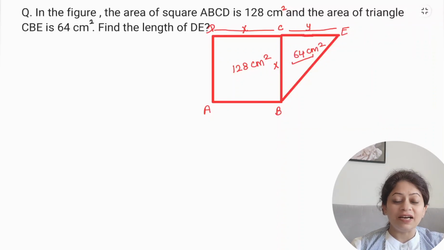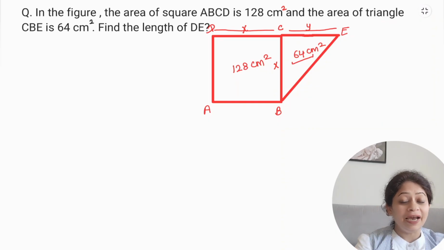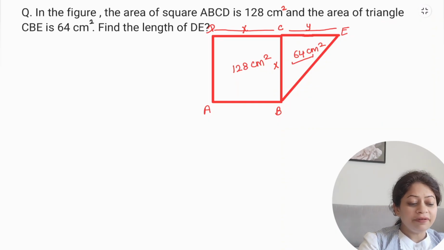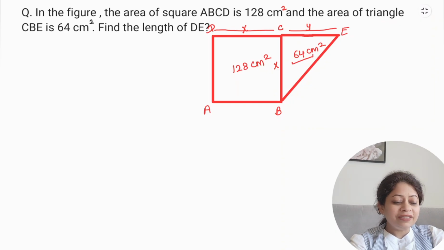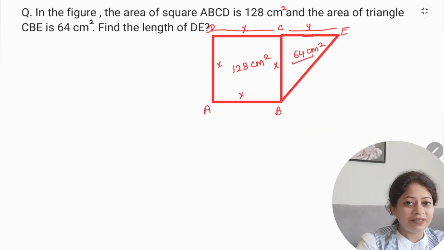I'm Upasana Taneja. So today we have another Maths Olympiad question, and it says that you are given a figure. So they say we have a square ABCD. Square means all the sides are equal, x, x, x, x. If I say a side is x, then all sides are x, right?